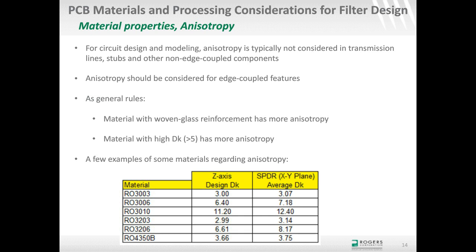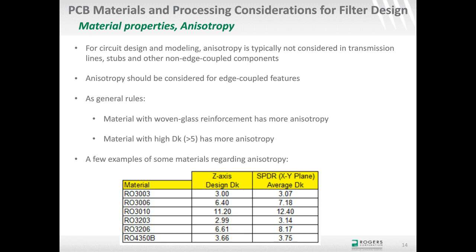I've given some information here on different materials that we've measured in the Z-axis and also the XY plane using SPDR, which is split post dielectric resonator. You can see that the RO3003 material has a dielectric constant in the Z-axis that's pretty close to the dielectric constant in the XY plane, so it's pretty close to being isotropic. But as you go up in dielectric constant, with 3006, you can see there's a bigger difference between the Z-axis and the XY plane. So higher dielectric constant is usually a little more anisotropic than lower dielectric constant, just general rules.